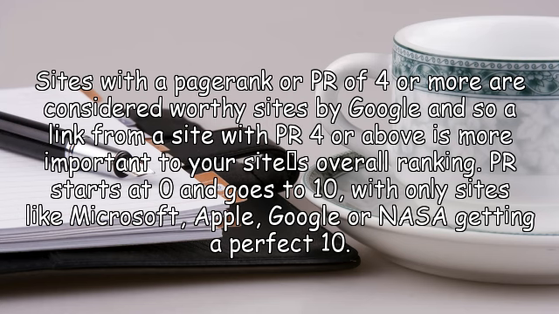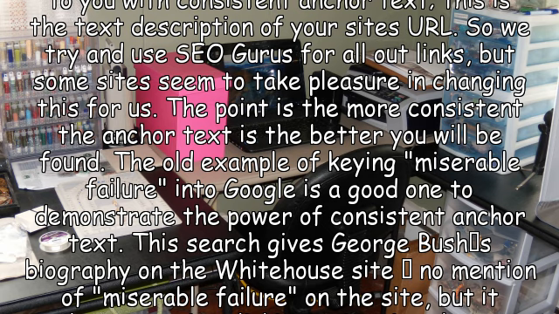Sites with a PageRank or PR of 4 or more are considered worthy sites by Google, and so a link from a site with PR 4 or above is more important to your site's overall ranking. PR starts at 0 and goes to 10, with only sites like Microsoft, Apple, Google, or NASA getting a perfect 10.